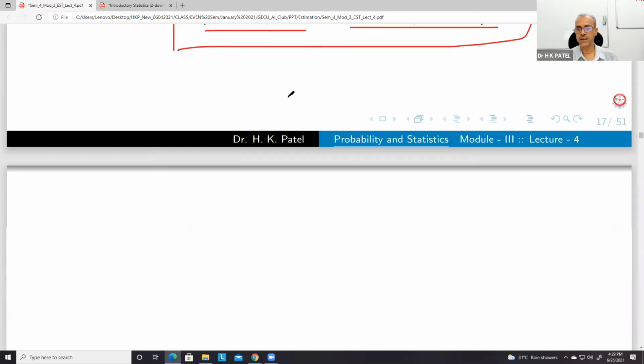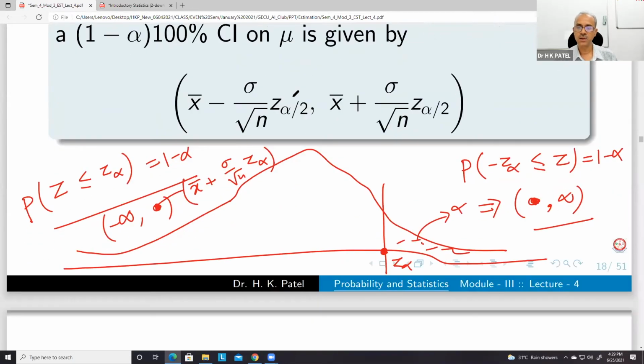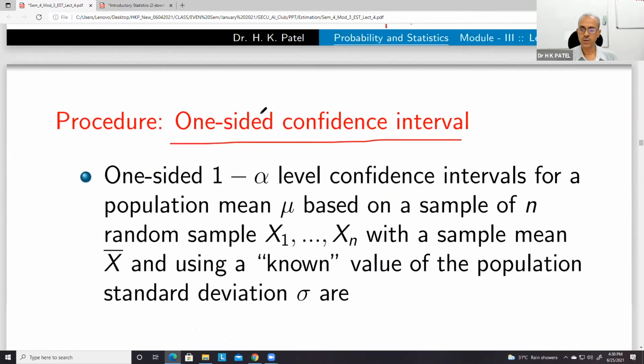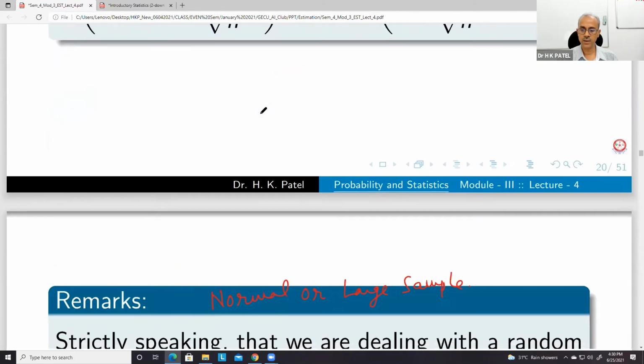We are discussing the case when we know the standard deviation of the population. This sigma is the standard deviation of the population, n is the number of elements in the sample, x bar is the mean of the sample, and alpha by 2 is a predefined number. If we want to find the (1 minus alpha) 100% confidence interval, then it is alpha. All these things will be more clear in these problems.